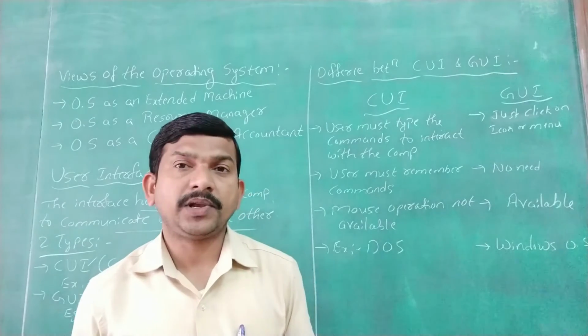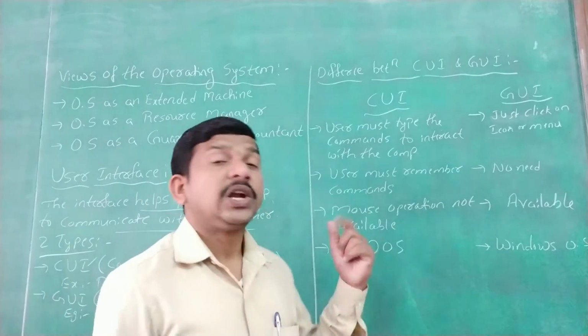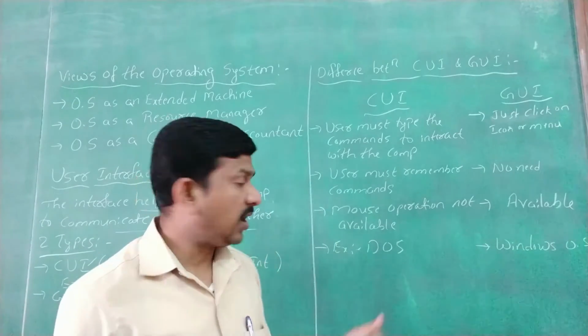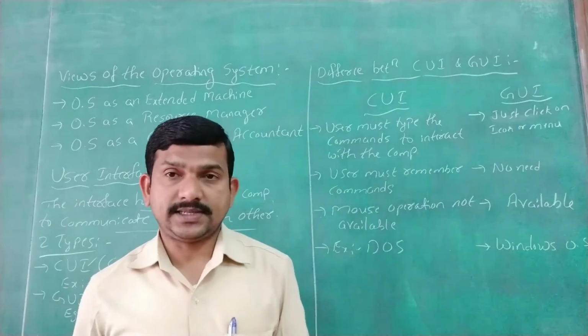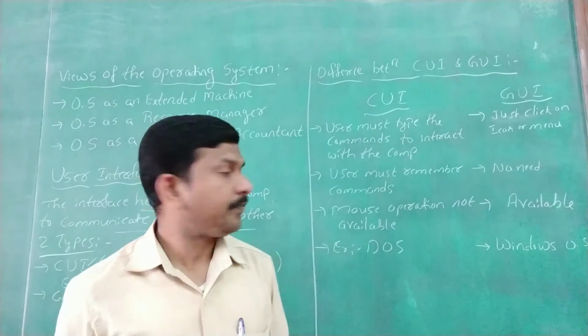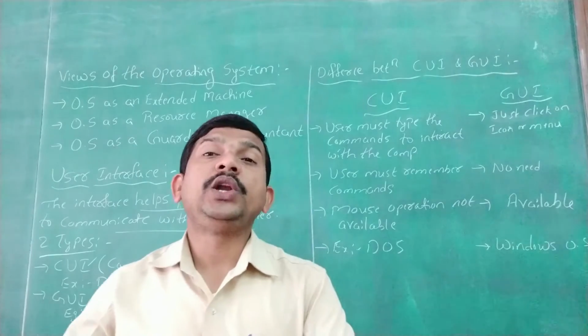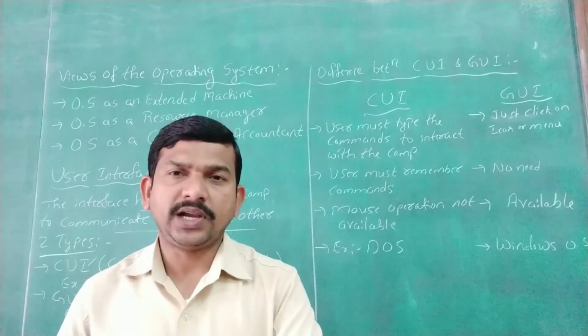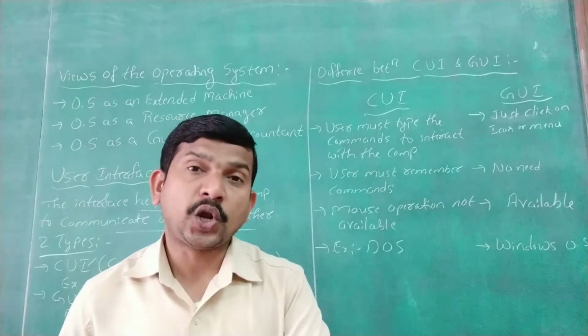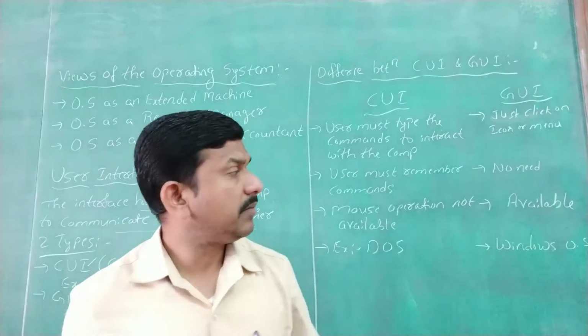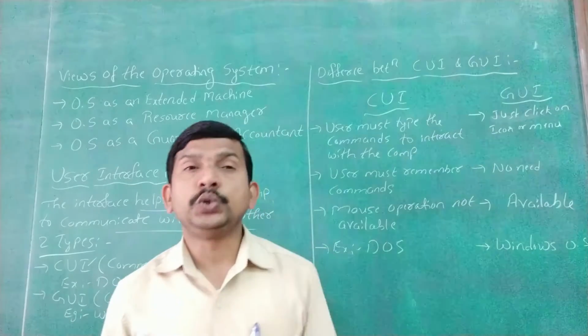The best example for CUI is DOS. DOS means what? Disk operating system. It is one of the operating system. And the best example for GUI is Windows operating system, as well as Android operating system. Those are the best example for GUI.